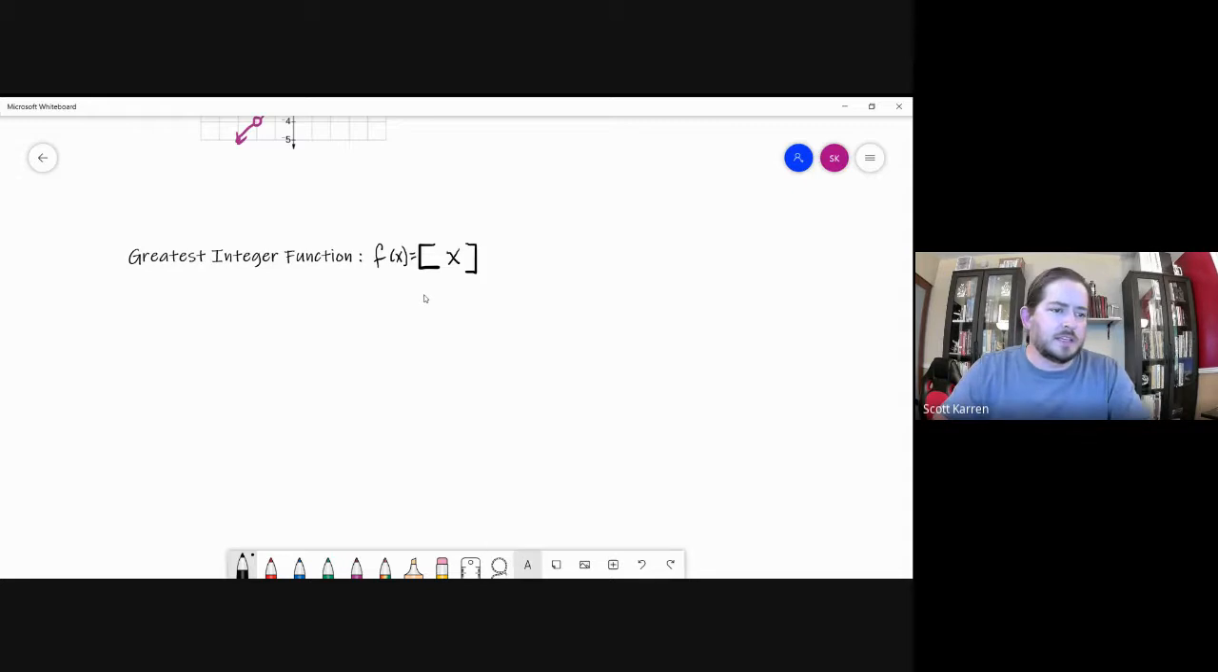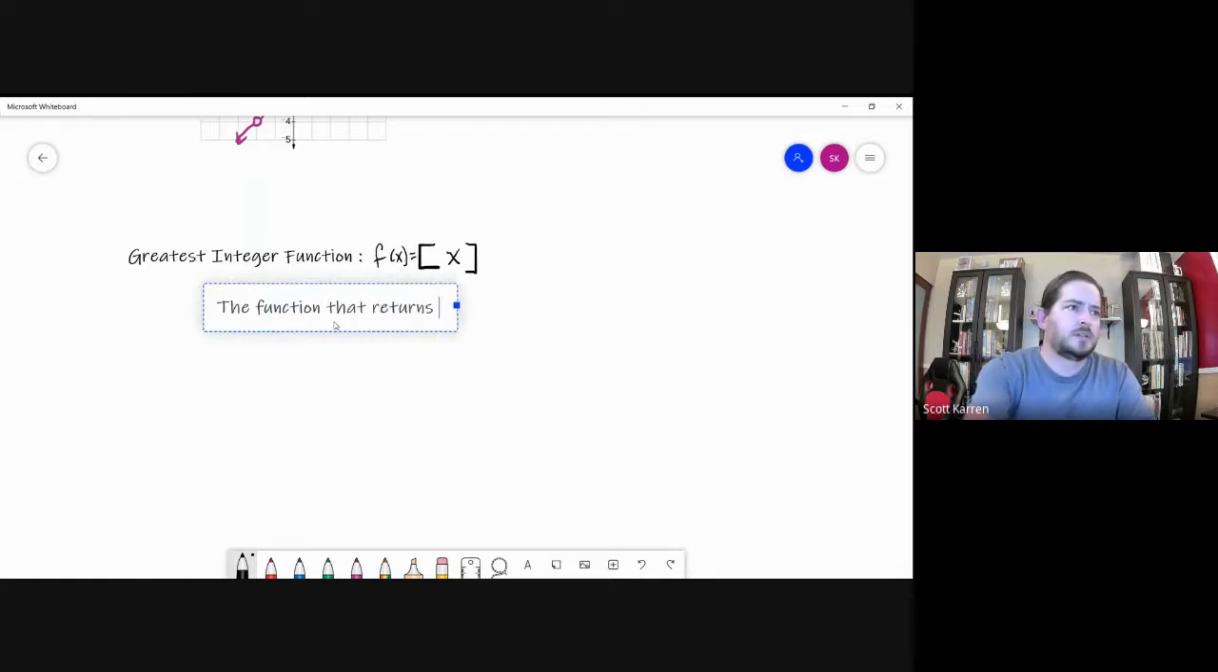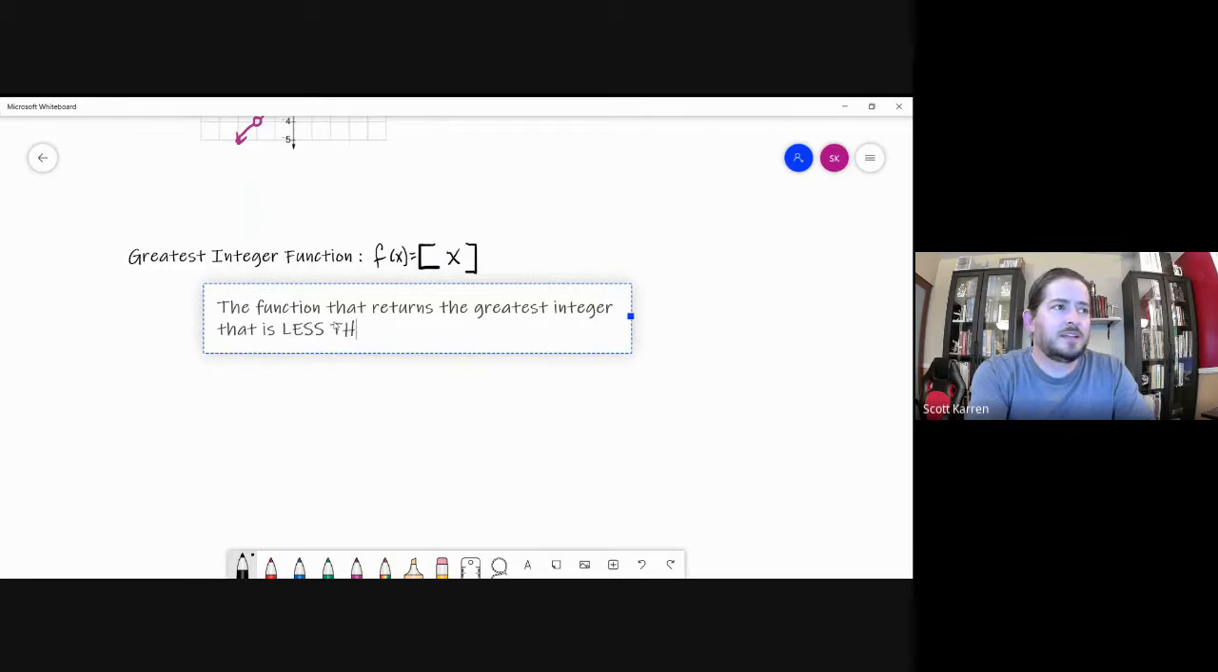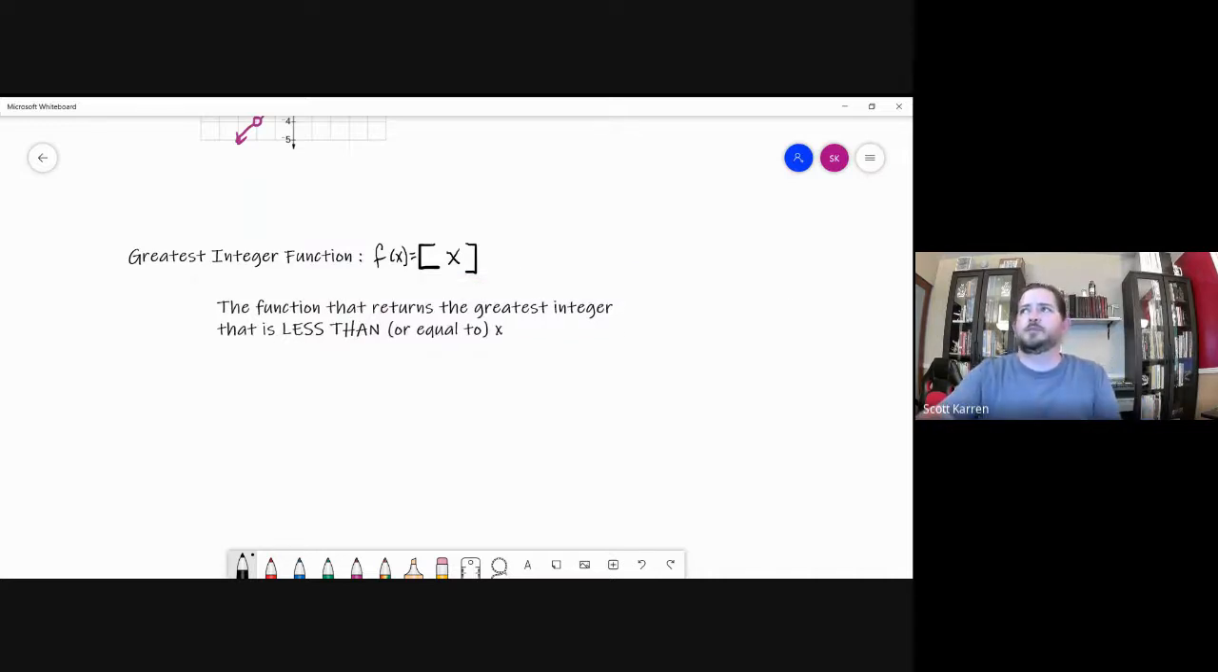And what it means is, if this is the function, the function that returns the greatest integer that is less than or equal to x. So a lot of people would also call this a truncator.